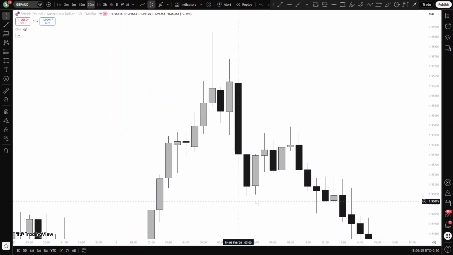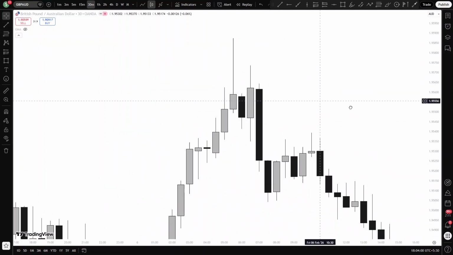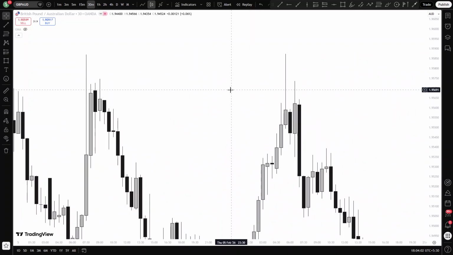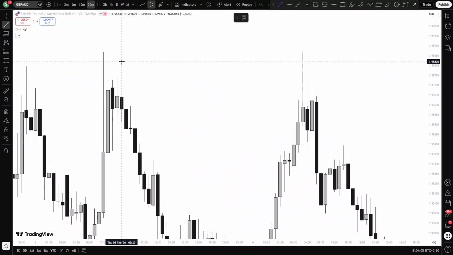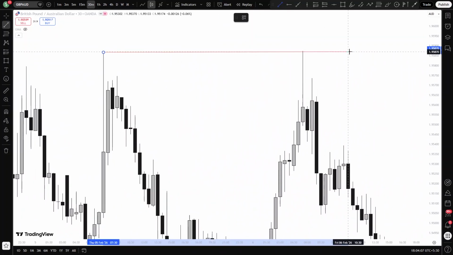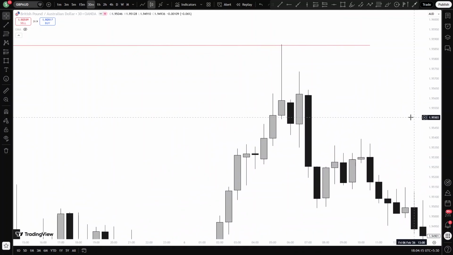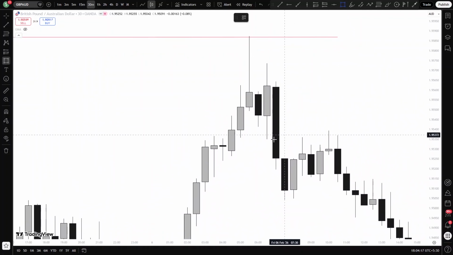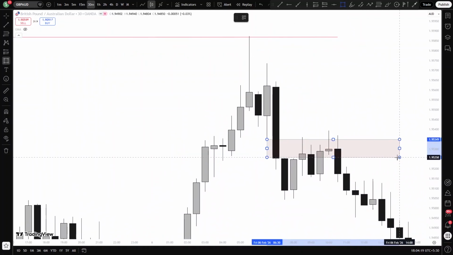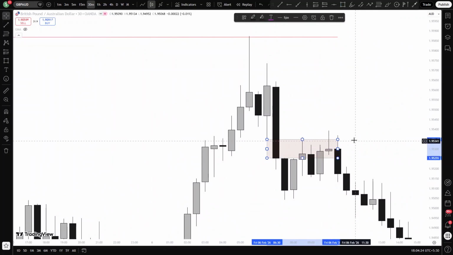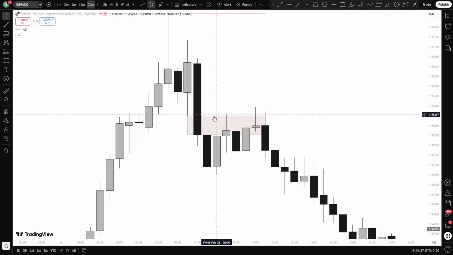Okay, so here we go. We have this one. Okay, what did we have? The market gave us this liquidity sweep. The market giving us this liquidity sweep, we now look for the fair value gap. Okay, where is our fair value gap? Our fair value gap is here. This is where our fair value gap is. Okay, what does it mean? It means now we can enter the market. We can at least start looking for the entries.